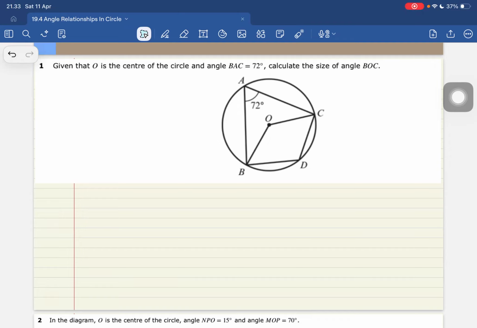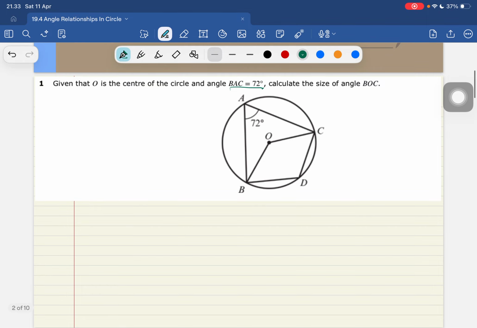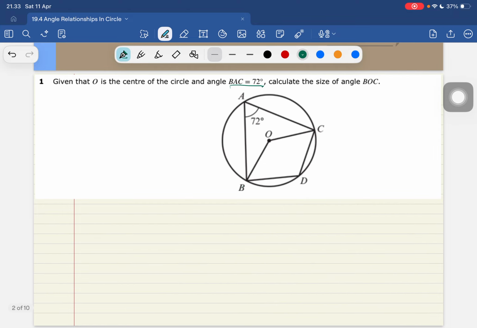Hi, in this video, I'm going to solve practice questions for angle relationships in a circle. Given that O is the center of the circle, and the angle BAC equals 72, calculate the size of the angle BOC. This is interesting because the angle at the center is twice the angle at the circumference.